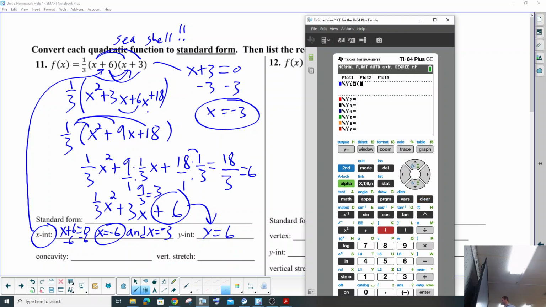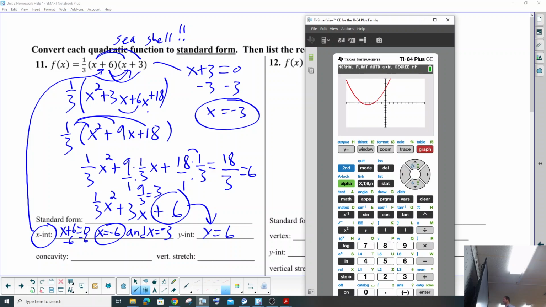So we can go y equals 1/3 times x plus 6 times x plus 3, good. And then we did our standard form, which was 1/3 x squared, right arrow, plus 3x, plus 6. And so there we go, that's it. Make sure we did that right.